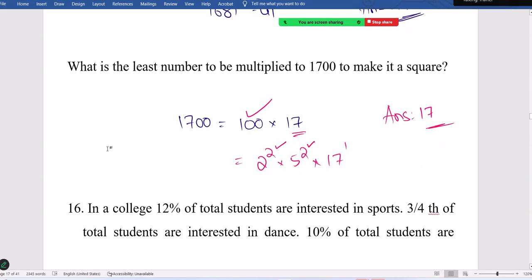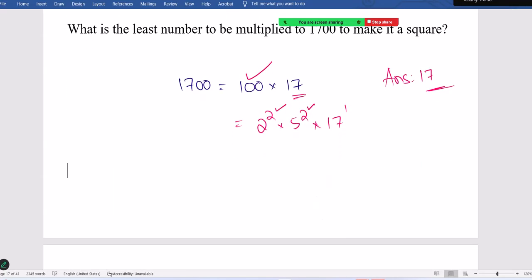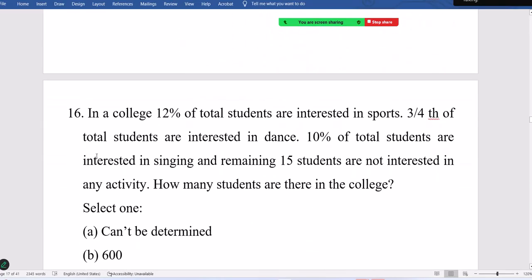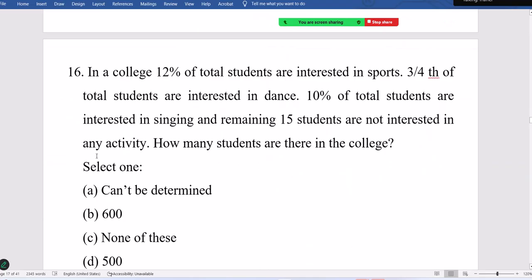Right. Now let's see the next question. In a college, 12% of total candidates are interested in sports, 3 by 4th of total students are interested in dance, 10% of total students are interested in singing, and the remaining 15 are not interested in any activity. How many students are there in the college?